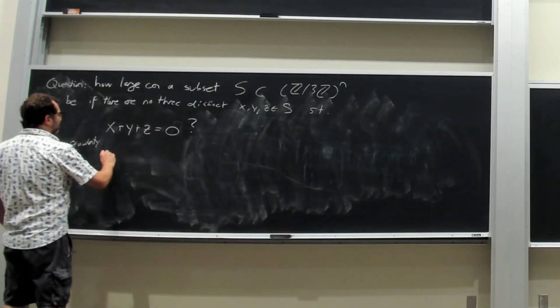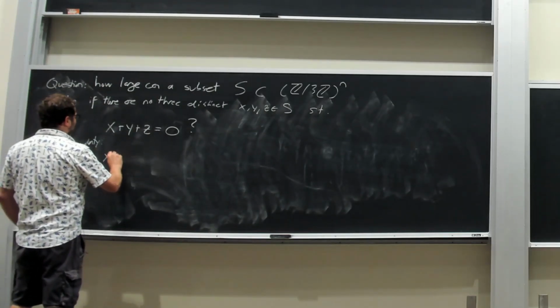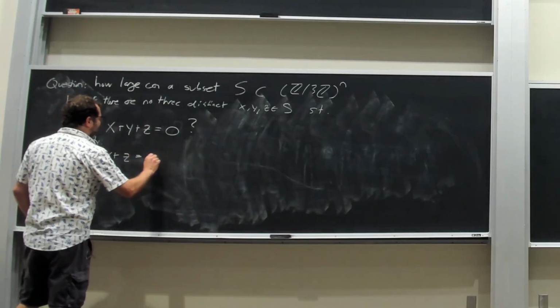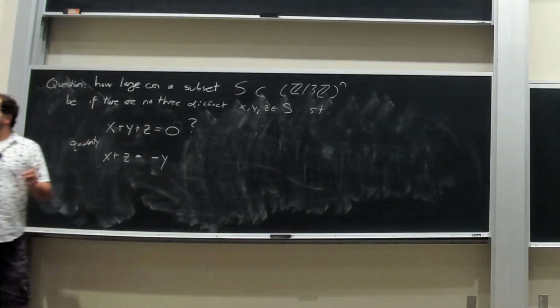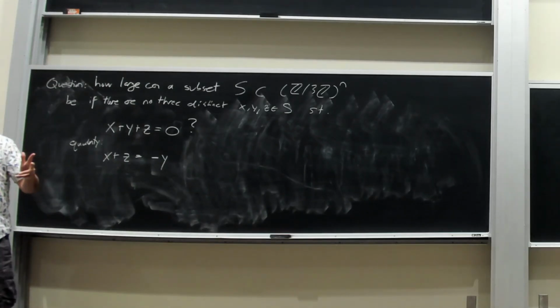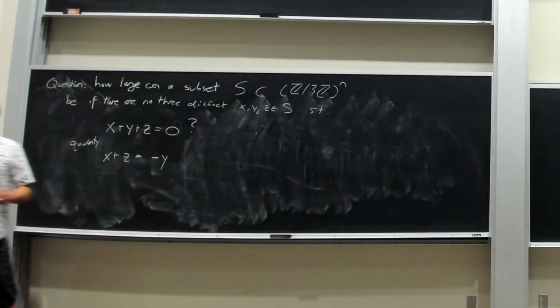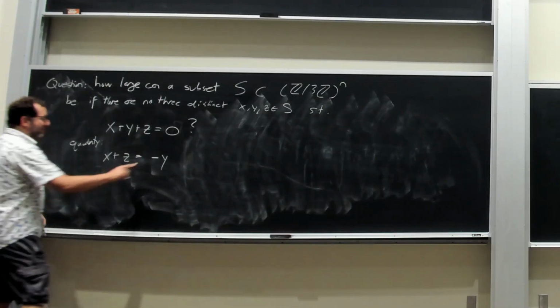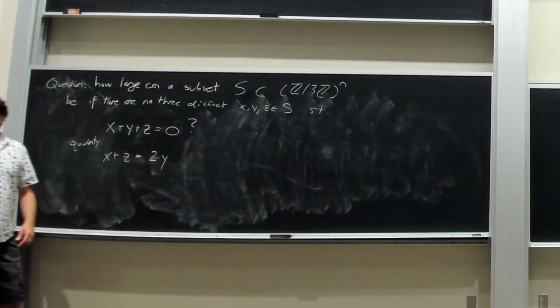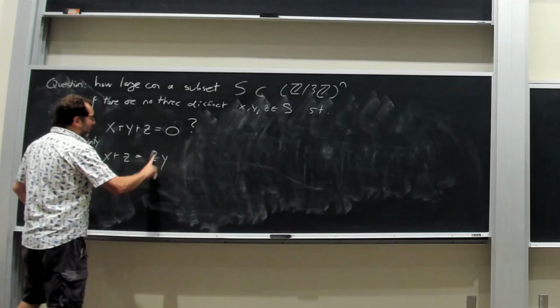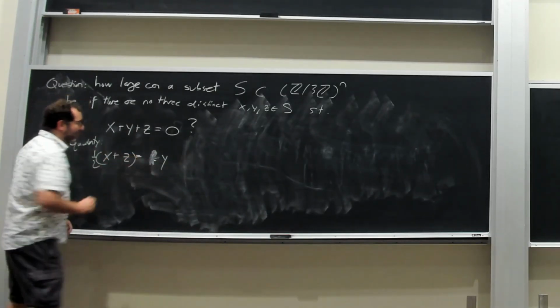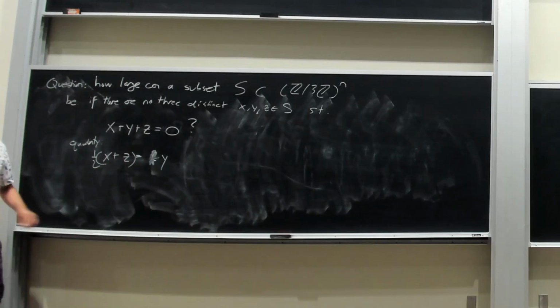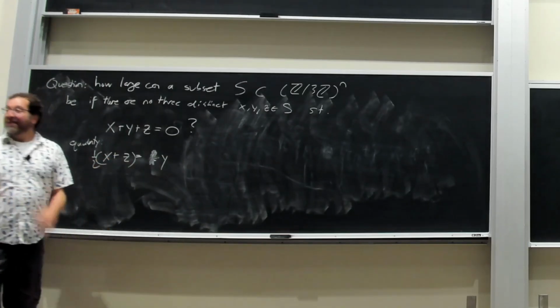Equivalently, I could write x plus z equals negative y. Why did I even bother to do that? That's very visibly equivalent. Well, remember, we're working mod 3, so negative 1 is equal to 2. So that's equivalent. Or maybe I'll write it like this: I'll divide out the 2 on both sides. And now that looks kind of familiar, right? Another way to say this is I never want one vector to be the midpoint of the other 2. Or another way to say it is I never want x, y, and z to be an arithmetic progression.